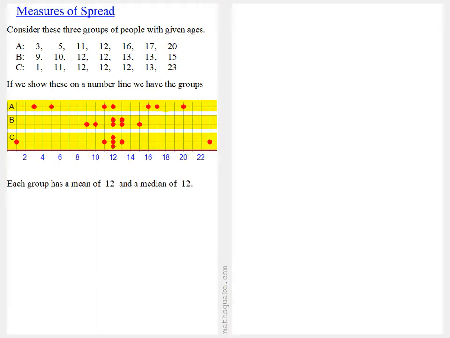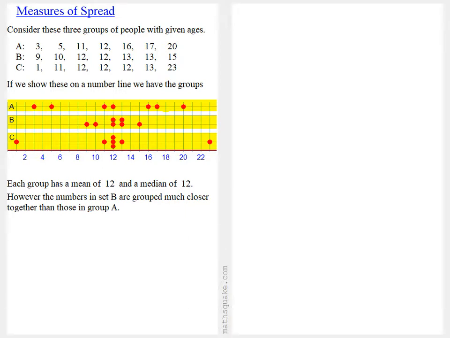Now each group has a mean of 12 and it also has a median of 12. So those two averages are identical. However, if we consider how spread out the numbers are, we see they're quite different.